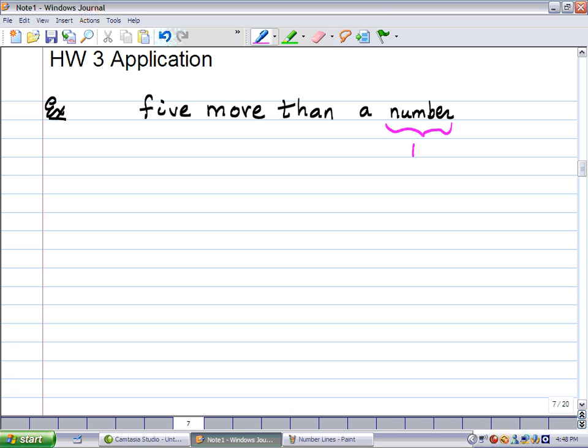I'm going to choose for this one N. So 5 more than means what? Add. So 5 plus N is the expression that represents this sentence. Okay. This one's a little trickier.